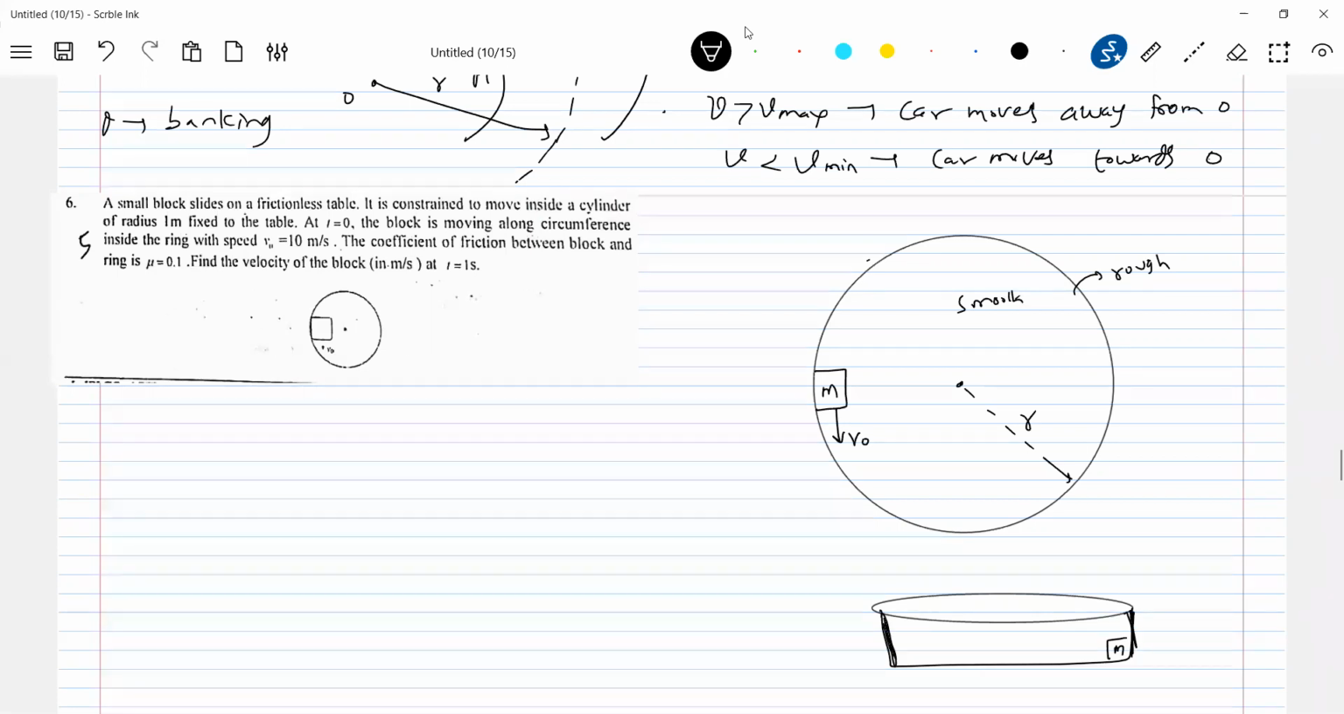I'm making this one thick. This wall will be rough. This is smooth. Are you able to analyze the diagram?